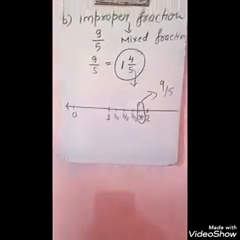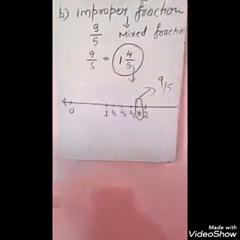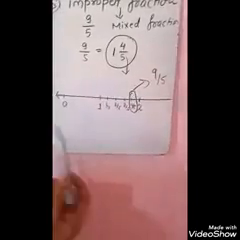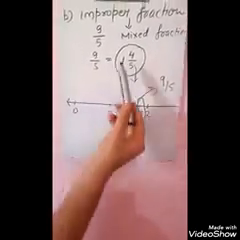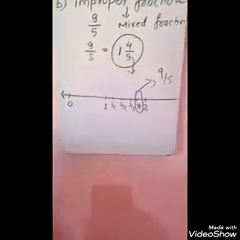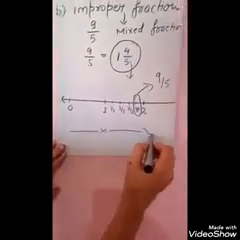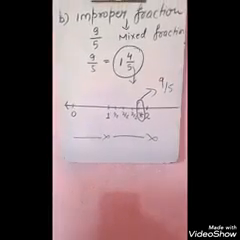Student, I think you all are clear with this, that we have taken 1 as the whole. That's why we have plotted 4 by 5 after 1, because 1 is the whole. Okay, so this is all about the representation of proper and improper fractions on the number line.